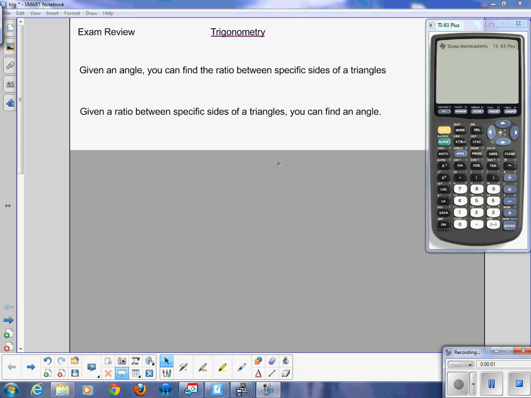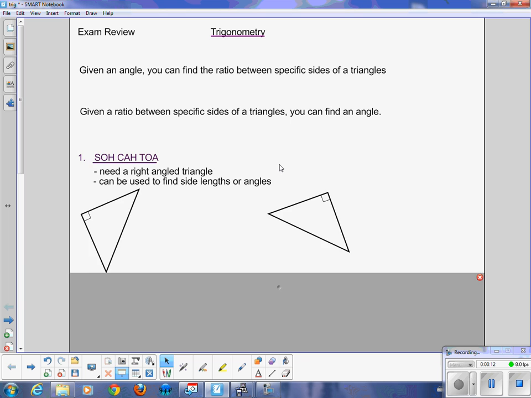Well, it's that time of year, it's exam review time. Okay, the first unit we're going to look at, or one of the first ones, is trigonometry. So what I've done here is I've given a list of all of the different skills that we should know.